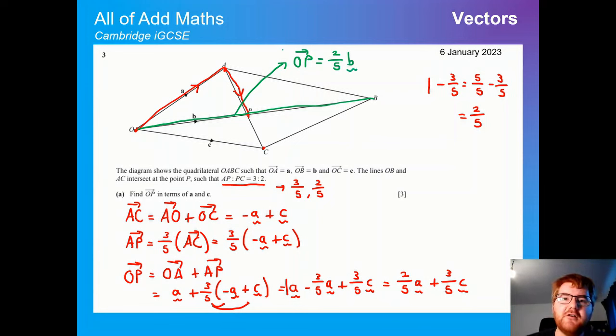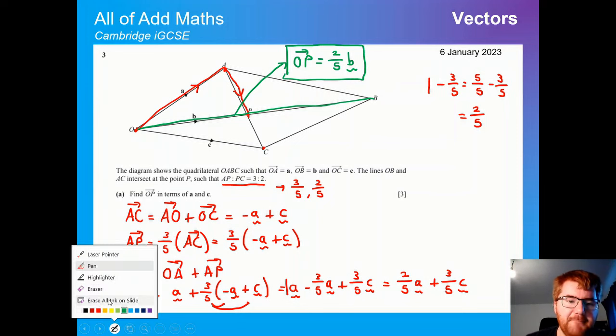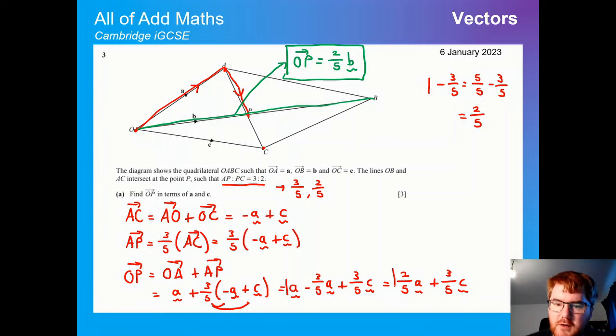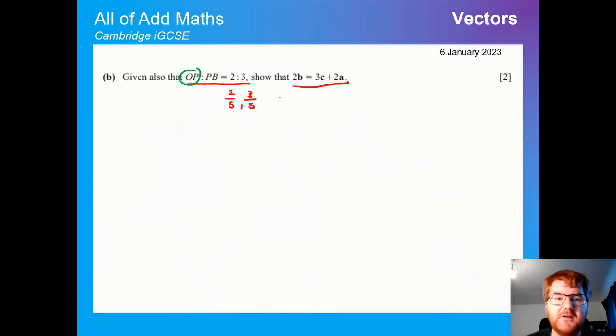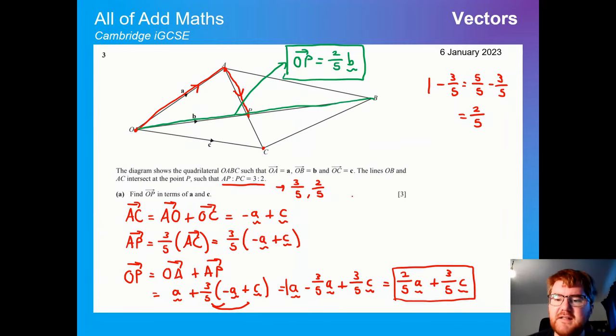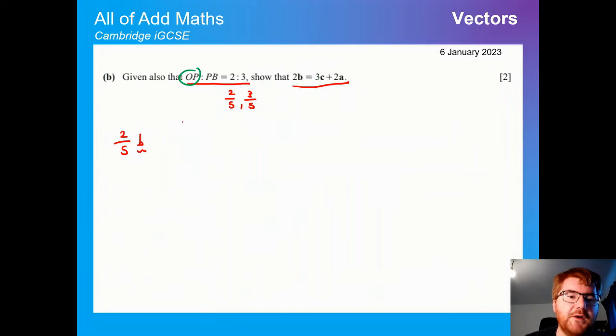Now notice we've created two expressions for OP. We've created one in terms of B, which is OP is 2/5 B, and we've got what we worked out before, which is also equal to OP. So if that is true, the two things must be equal to each other. We take what I did in green here, 2/5 of B, and that's equal to this box here, which is 2/5 of A plus 3/5 of C.